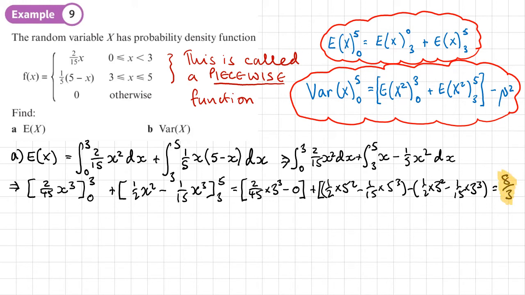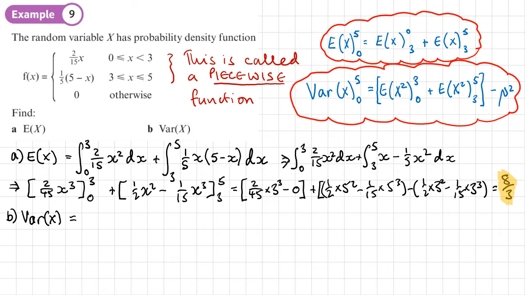Right, now for part B, we need to work out the variance of x. So remember, what we're going to do is work out E of x squared between 0 and 3 plus E of x squared between 3 and 5. Once we've added those, then we take away the mean squared. So you don't take away the mean squared of this and this. We only need to do it once. E of x squared plus E of x squared minus the mean squared.